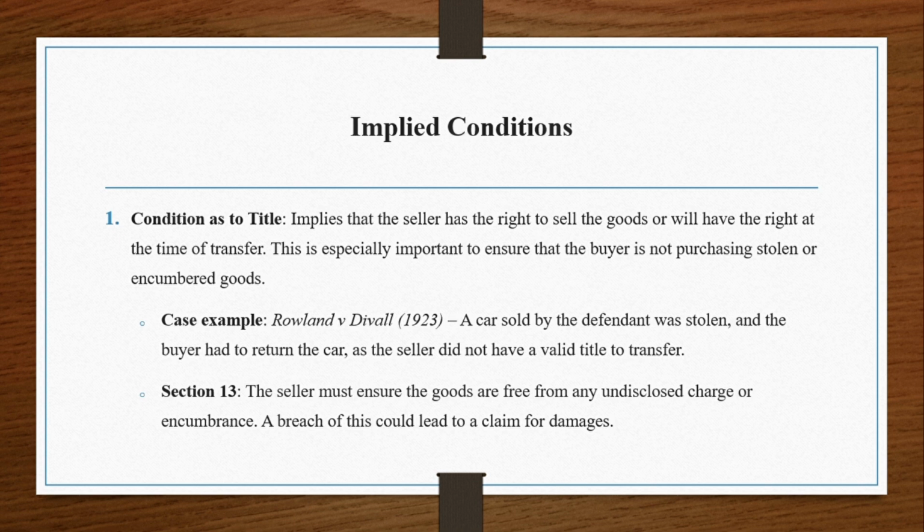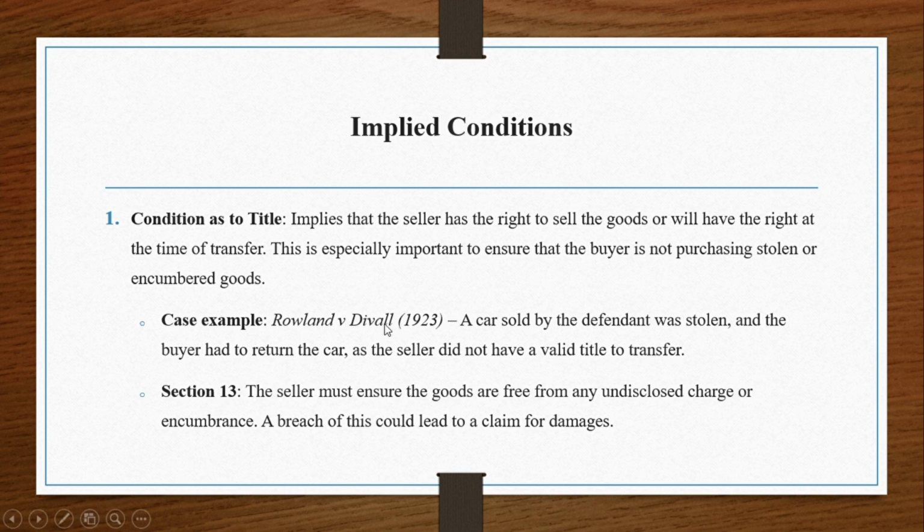So if this condition is breached, the buyer can reject the goods. They can treat the contract as repudiated and then claim for the damages. This was seen in the case of Roland versus Duval. So the defendant sold a car to the plaintiff. So this is the plaintiff and this is the defendant.